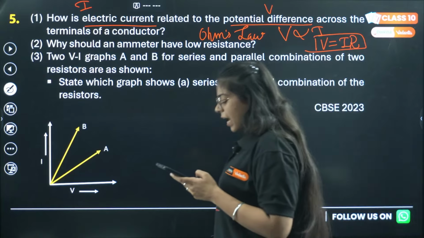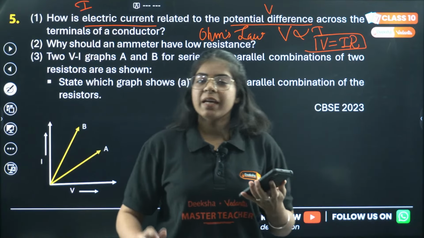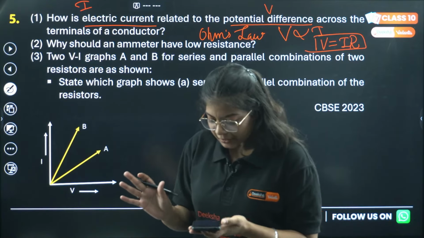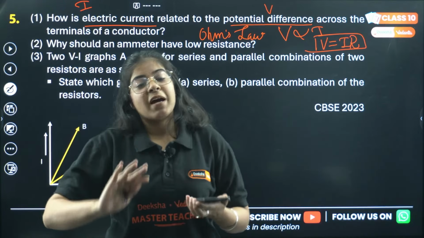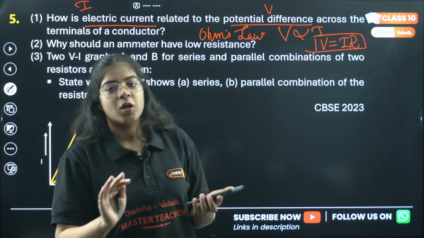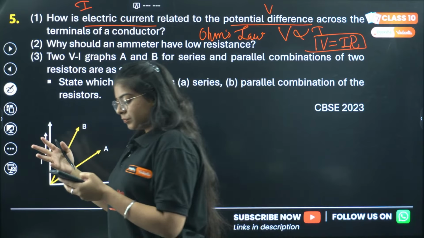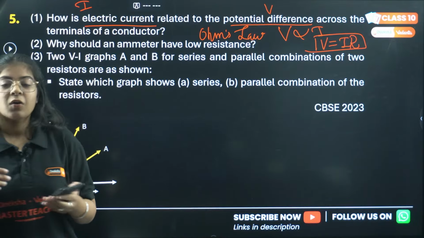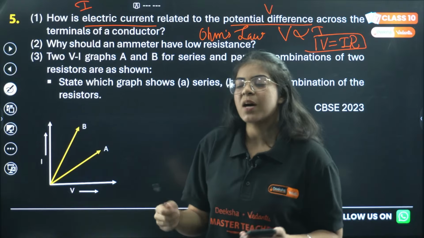Why should an ammeter have low resistance? My ammeter is connected to pass maximum current. My ammeter is always connected in series, and it is meant to measure the amount of current that is passing in the circuit.